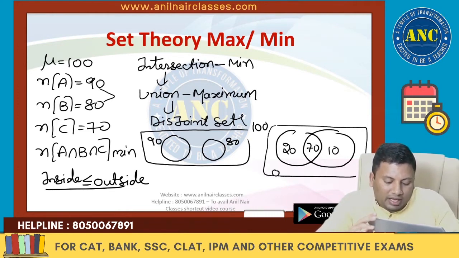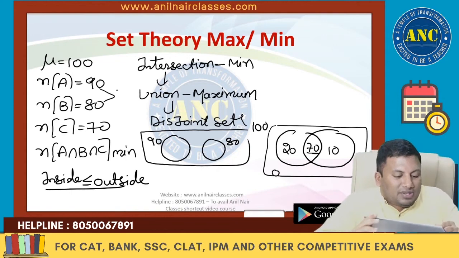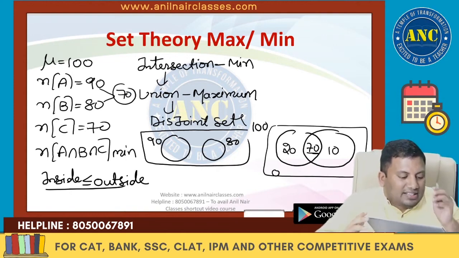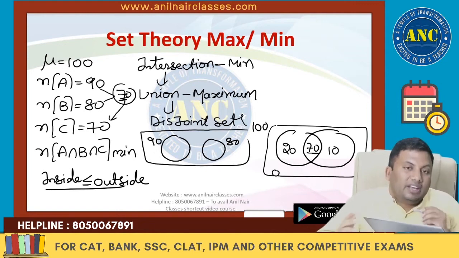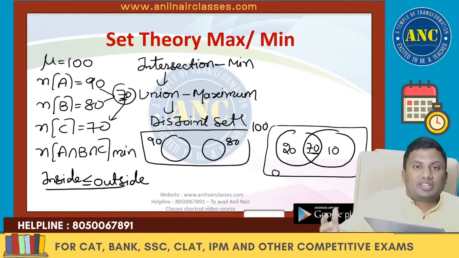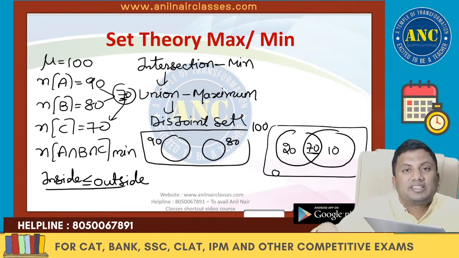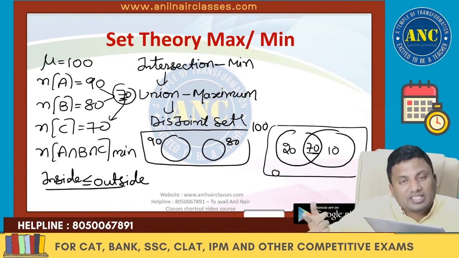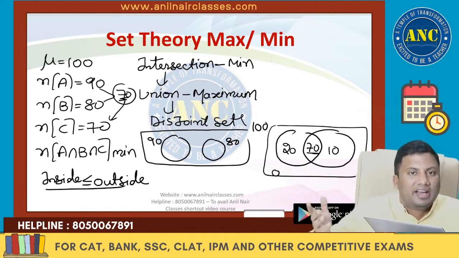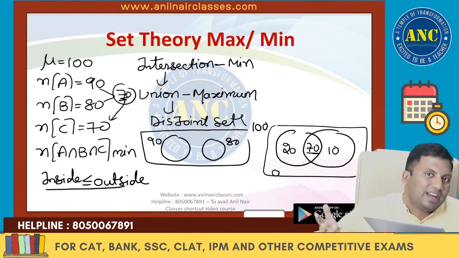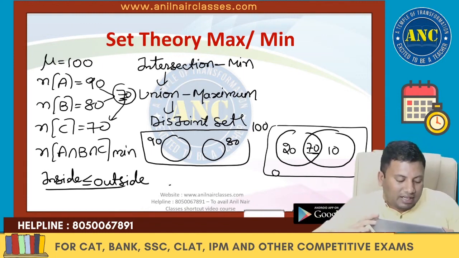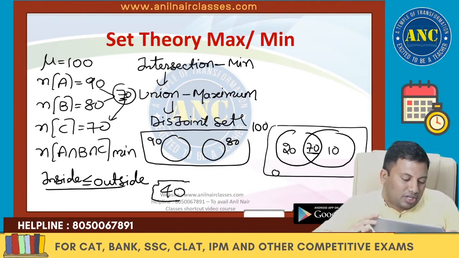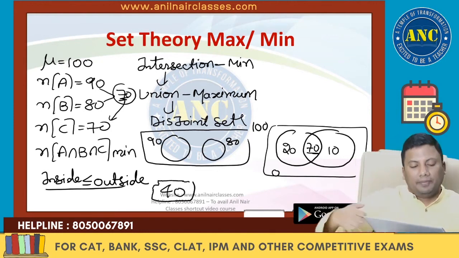Are you all with me? 70 will be the value. So maximum intersection, I got it is nothing but 70. Do 70 with the third one. 70 with 70, if I separate it, how much will it be? 140. Outside, how much is the value? 100. Inside value has to be less than or equivalent to outside. 140 is how much more than 100? 40. So what is the answer for the question? 40. Are you all with me?